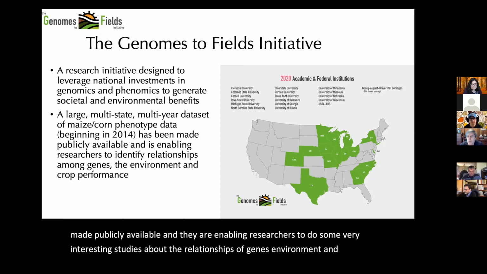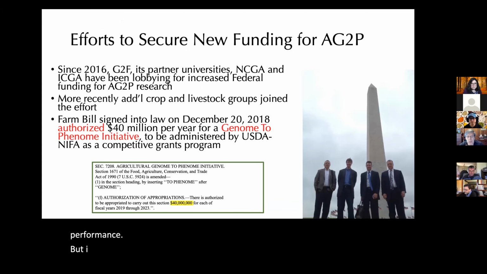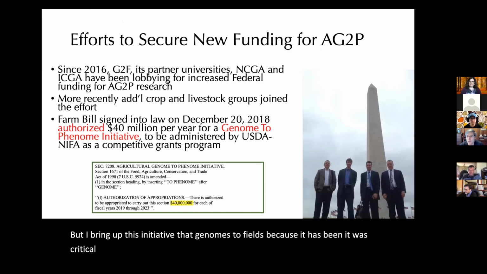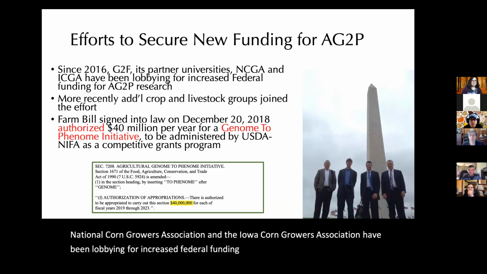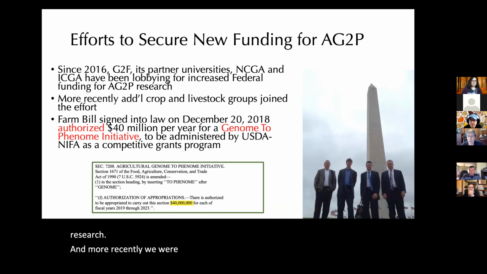But I bring up this initiative, the Genomes to Fields, because it was critical in beginning the effort to get funding for the Agricultural Genomes to Fields initiative. So since 2016, Genomes to Fields, its partner universities, the National Corn Growers Association, and the Iowa Corn Growers Association have been lobbying for increased federal funding for agricultural genomes to phenomes research. And more recently, we were really pleased when other crop-specific groups and the livestock groups joined this effort.